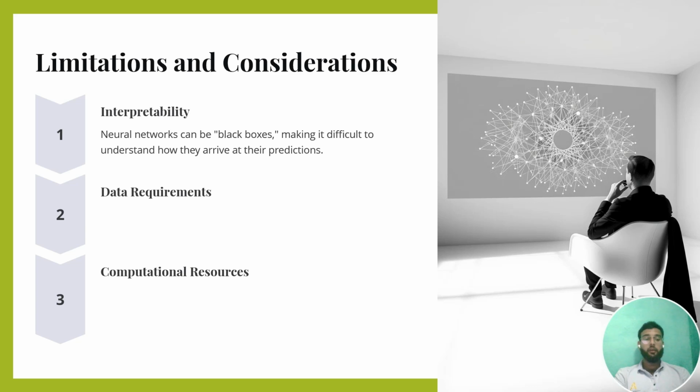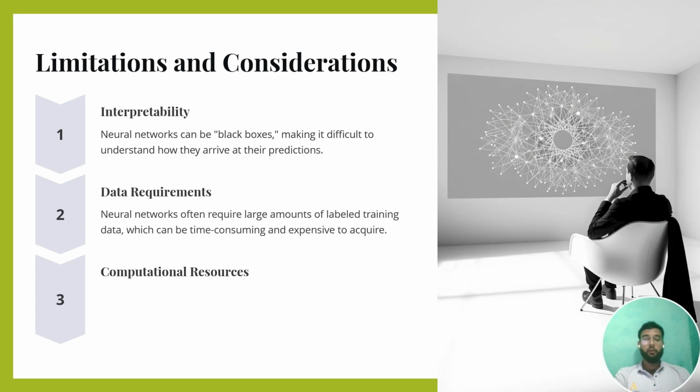Second, the data requirements of the neural network. Neural networks often require large amounts of labeled training data, which can be time consuming and expensive to acquire. Means it is expensive also, and it is large, so we have to store it also. So for storing it we also have to spend some money. It has large expenses on it. And also the amount of data is big, so it is difficult to store it.